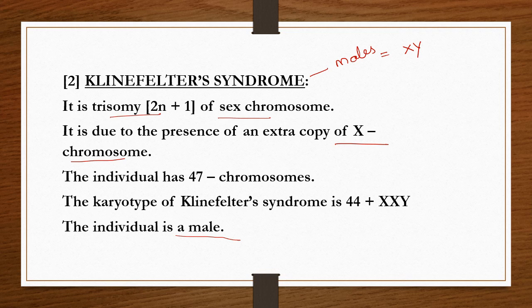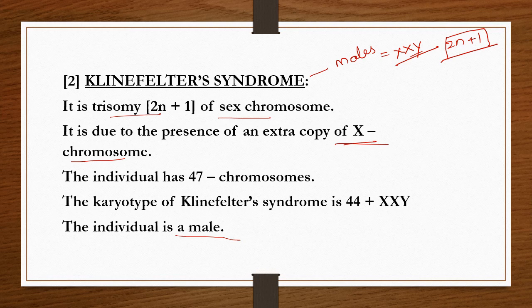Why does Klinefelter syndrome occur? It is due to the trisomy, an extra chromosome. Which one is extra? The extra chromosome is the X chromosome. So the males have an extra X chromosome. Normal males have XY, but Klinefelter syndrome males have one extra X chromosome. That's why it is trisomy. Normal condition is 2n, and for that 2n, one extra chromosome is added, that's why it is called trisomy.